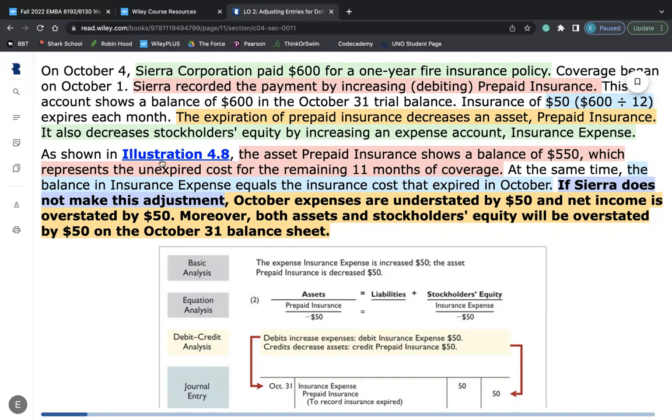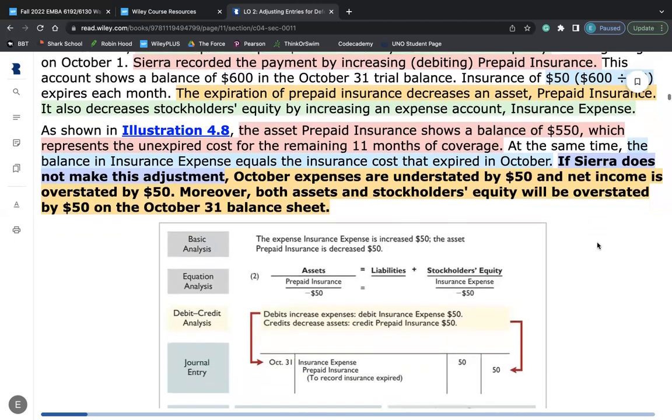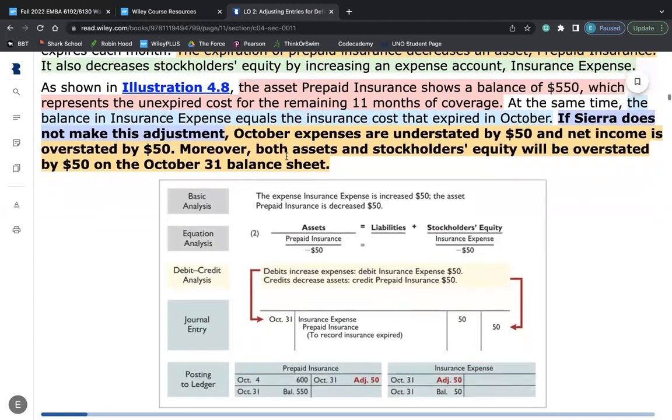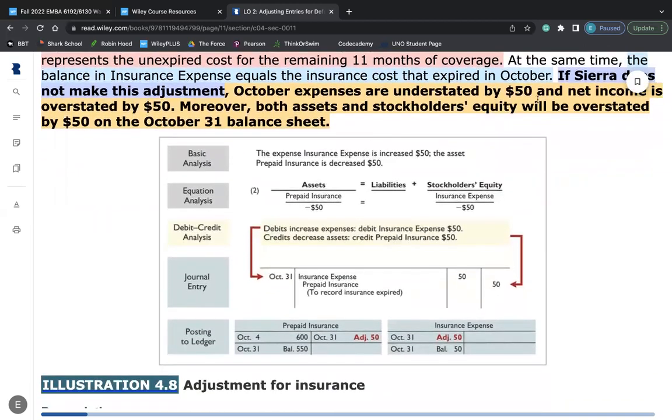As shown in illustration 4.8, the asset prepaid insurance shows a balance of $550, which represents the unexpired cost of the remaining 11 months coverage. At the same time, the balance in the insurance expense equals the insurance cost that expired in October. If Sierra does not make this adjustment, the October expenses are understated by $50 and the net income is overstated. Moreover, both assets and stockholders' equity will be overstated by $50 on the October 31st balance sheet.